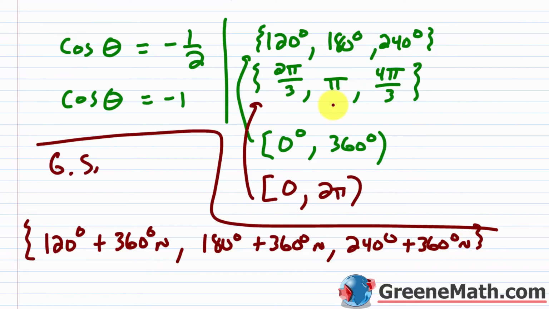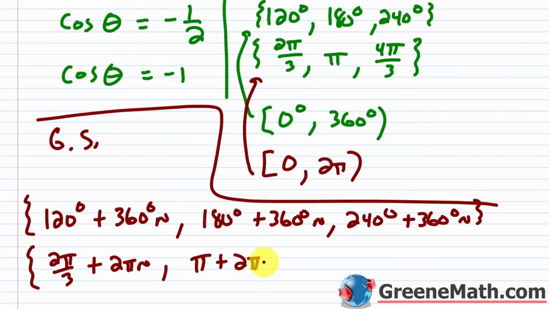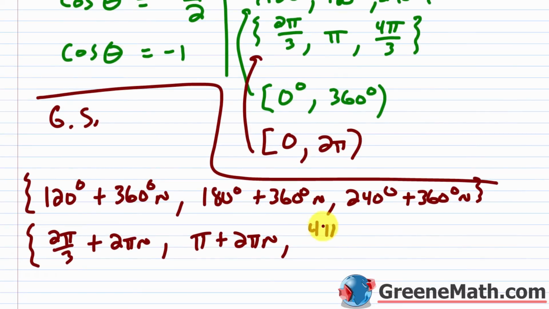Then for this one, remember 360 degrees is like 2 pi in terms of radians. So what I want to do here is say 2 pi over 3, and then plus, we'll have 2 pi times n. Okay, so n is any integer. Same thing, so pi plus 2 pi n, and then lastly 4 pi over 3 plus 2 pi n. So we have our general solution here, and then we have our solution where basically we're in an interval. You could say you're restricting the domain.